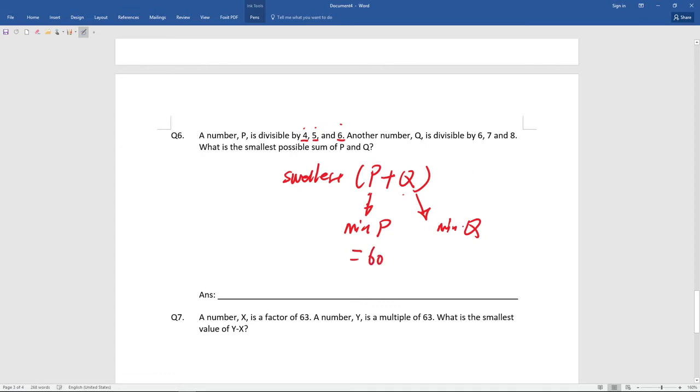And the smallest possible value of Q, which is divisible by 6, 7, and 8, would be equal to 168. Therefore, the smallest possible sum of P and Q would be 60 plus 168, giving us a total of 228.